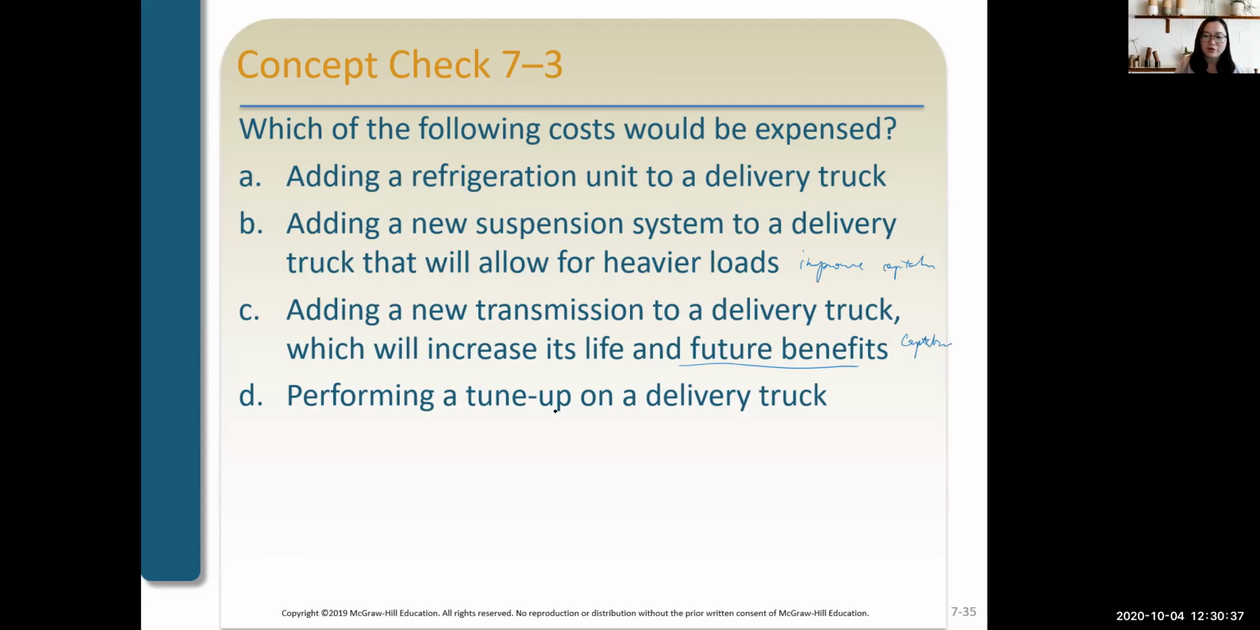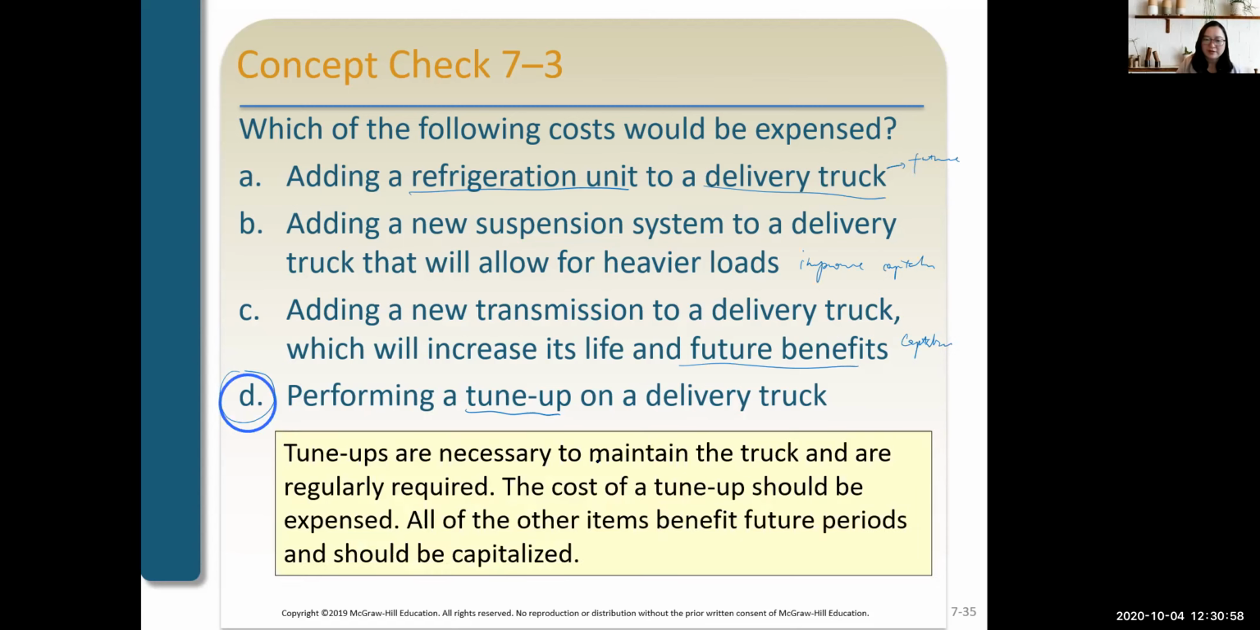And D, performing a tune-up on a delivery truck. I choose D because a tune-up should be very easy, low cost, and periodic. And adding a refrigeration unit can definitely benefit future periods because the refrigeration unit can serve the truck for more than one period. So the answer should be D, right? Tune-ups are necessary to maintain the truck and are regularly required, hence the cost of the tune-up should be expensed. All the other items benefit the future period and need to be capitalized.